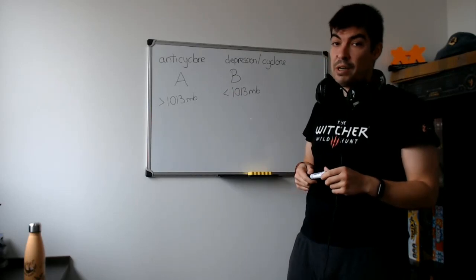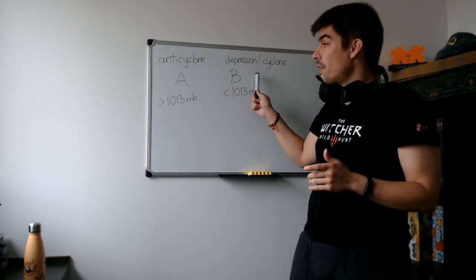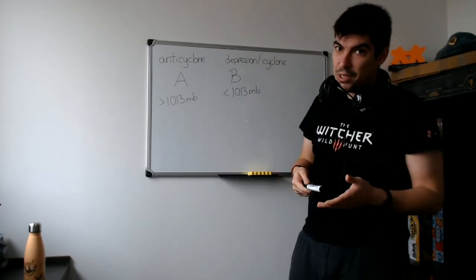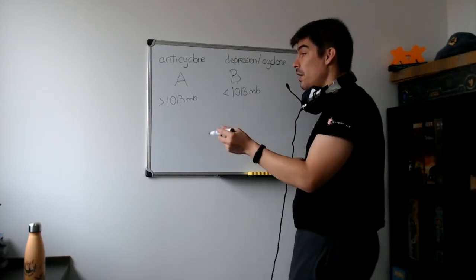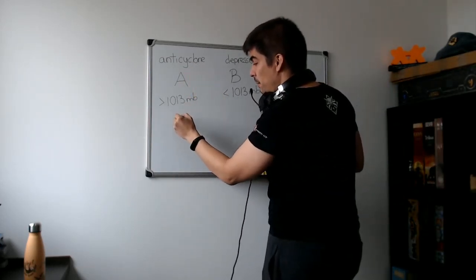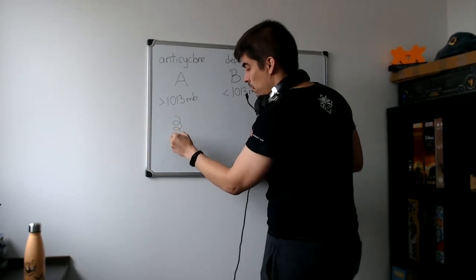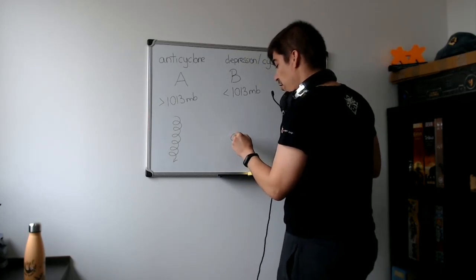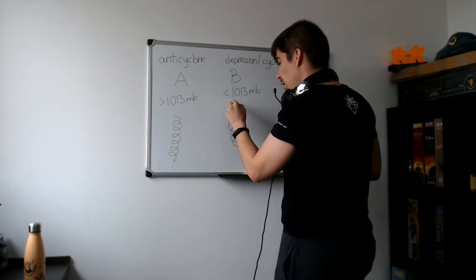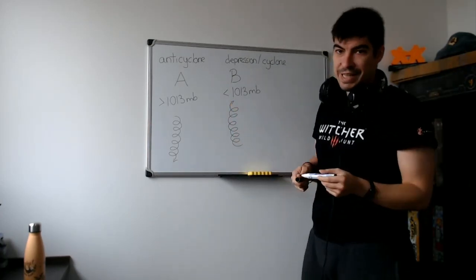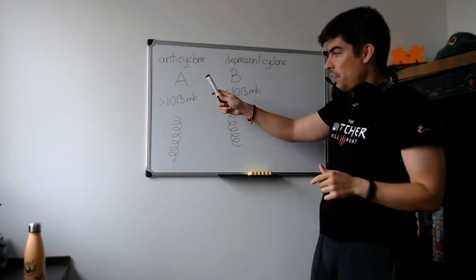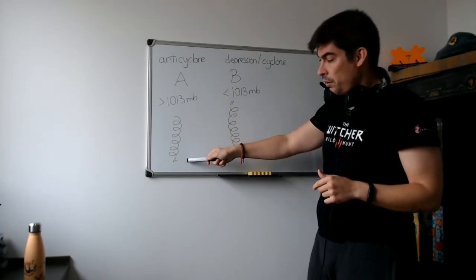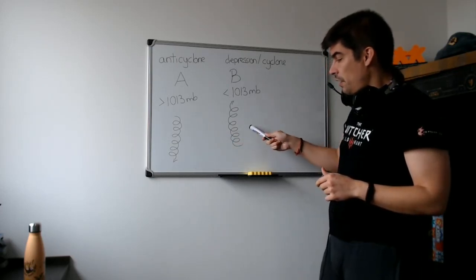What happens with the air around these anticyclones and cyclones? The air moves around these two centers of action, centros de acción que se llaman en castellano. And in the anticyclone, they move like this. In the depressions, they move like this. This means the air, in an anticyclone, goes down in the atmosphere. In a depression, the air goes up.